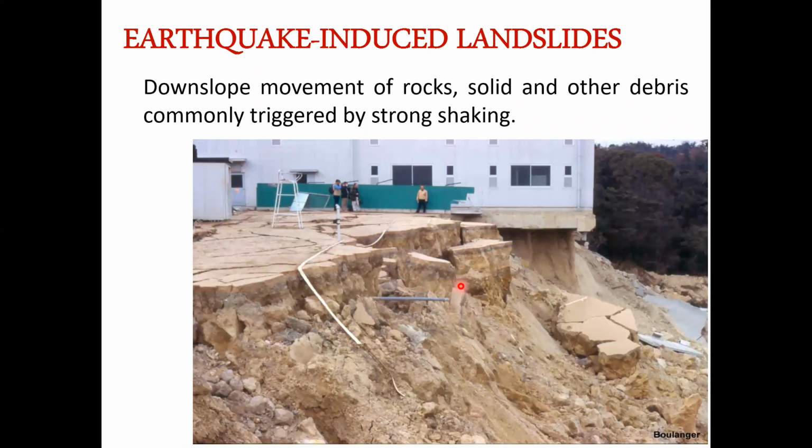The fourth hazard related to earthquake is the earthquake-induced landslide. Basically, this is a downslope movement of rocks, soil, and other debris commonly triggered by strong shaking. The landslide that we are all familiar with is actually induced by a strong typhoon.